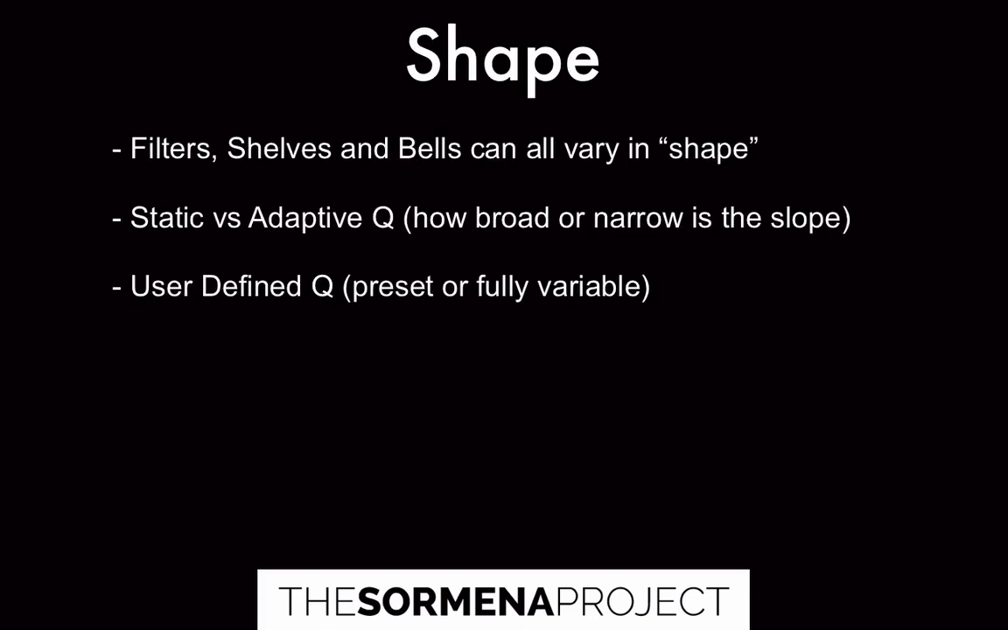So let's kick it off by talking about shape. We have filters, shelves, and bells, all of which can vary in shape. We have sometimes static versus adaptive Q. This might also be the resonance control. How broad or narrow is the slope?